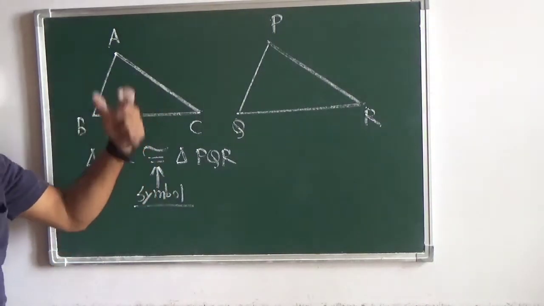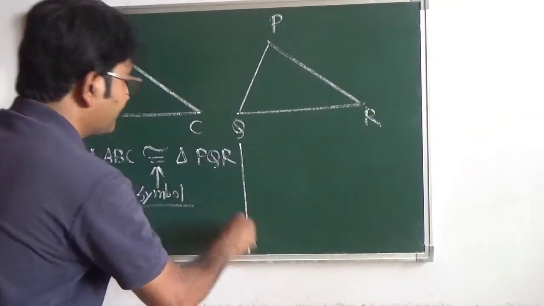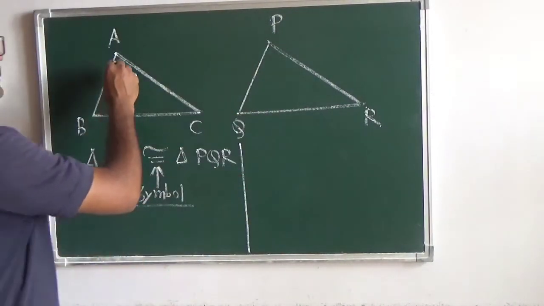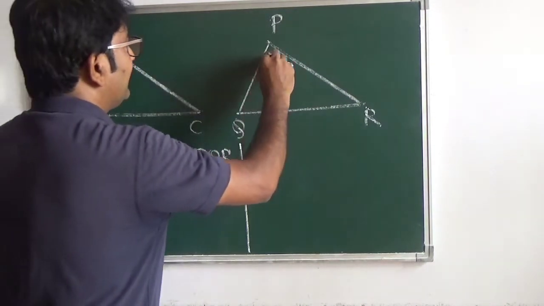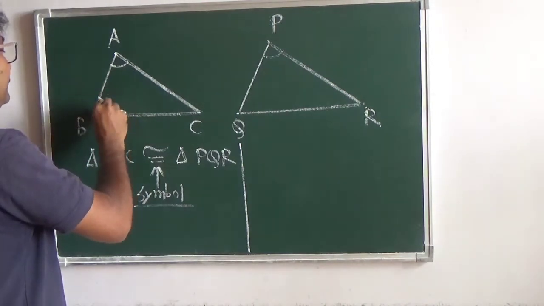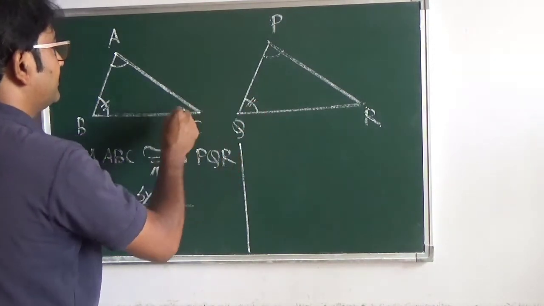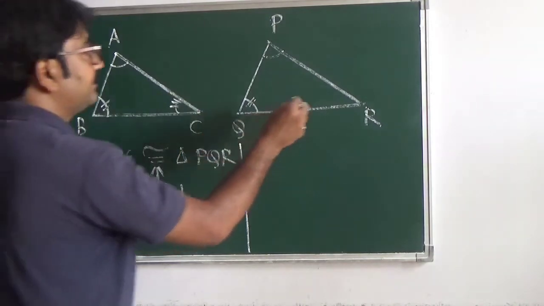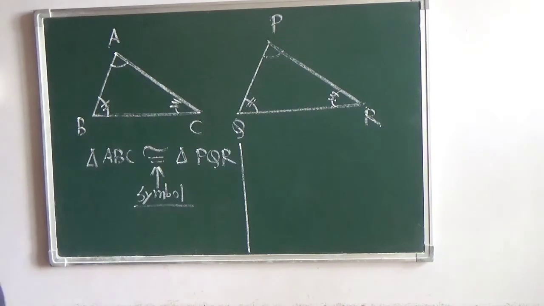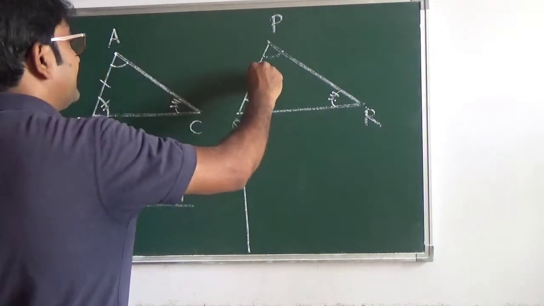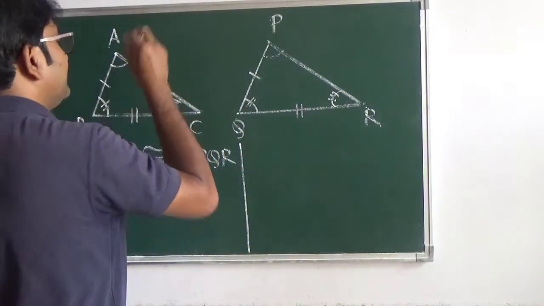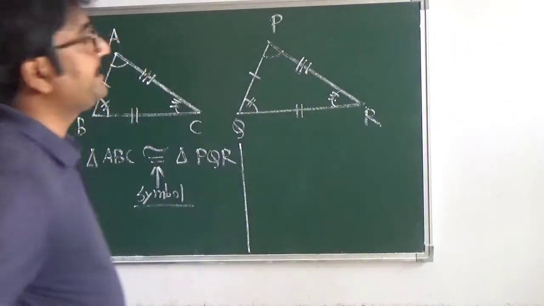Now what do we mean by congruency here in terms of triangles? If the two triangles are congruent, that means angle A and angle P are equal, angle B and angle Q should be equal, and angle C and angle R should also be equal. In the same way, side AB should be equal to side PQ, side BC should be equal to side QR, and side AC will be equal to side PR.